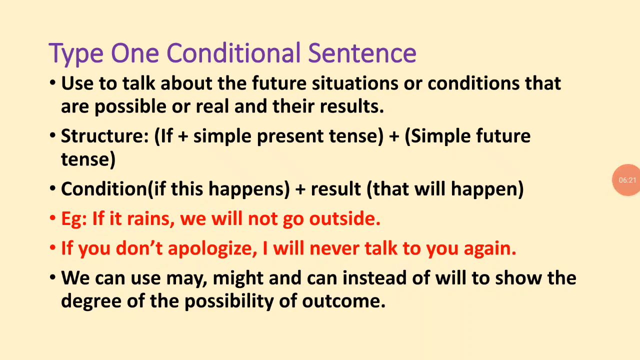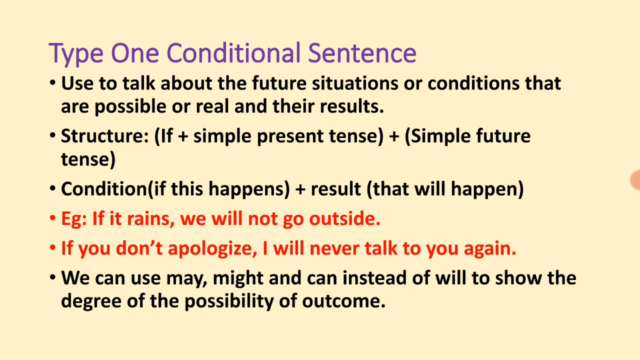Next type is type 1 conditional sentence. It is used to talk about future situations or conditions that are possible or real and their results. So to talk about such situations, we will use type 1 conditional sentence.